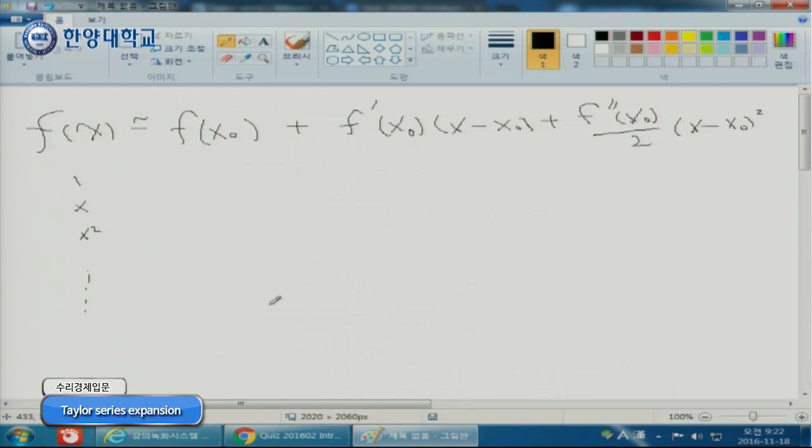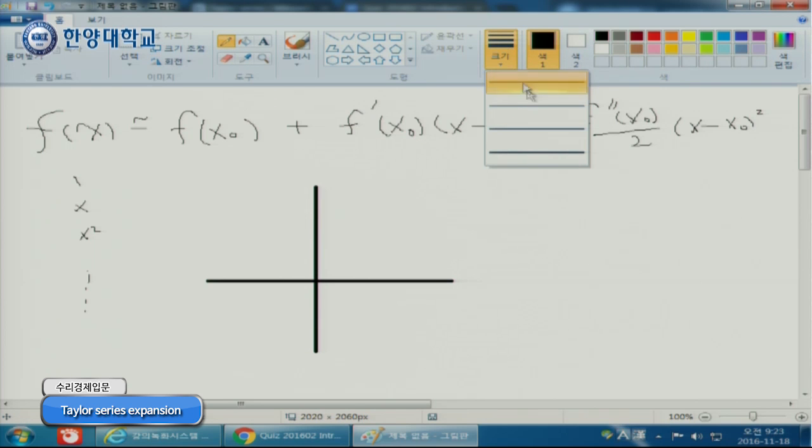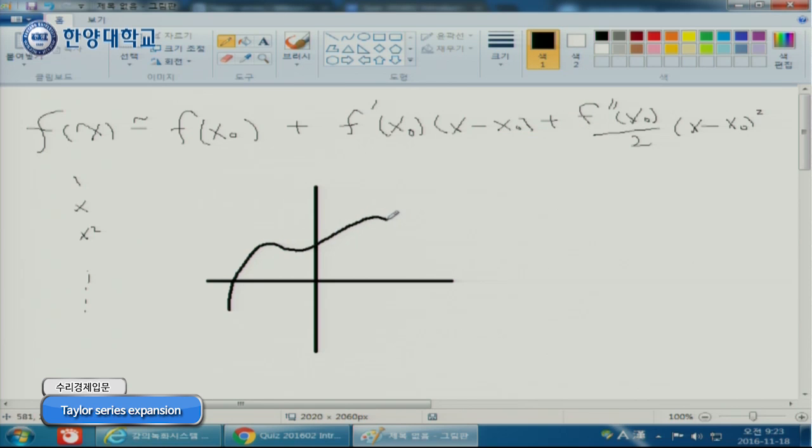The intuition behind this is that suppose we have some function like this. Well, it's almost linear, and then this is x naught. Here it is x naught, and this is f(x). And our goal is to represent f(x) around x0 with these familiar functions, right?